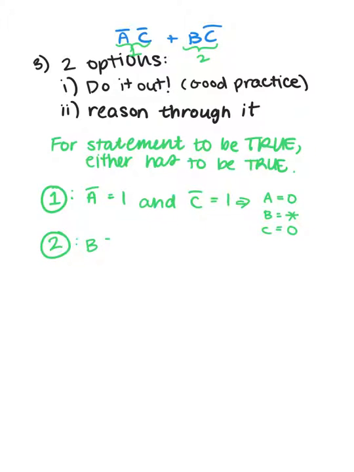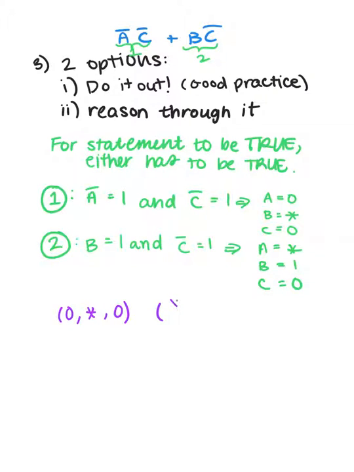In order for B not C to be true, B has to be 1 and not C has to be 1, which means C is 0. So A is not involved, so it's a star. B is 1 and C is 0. Now we're going to write out all of the possibilities given from what we just found. So from the first part we got 0 star 0, and from the second part we got star 1 0.